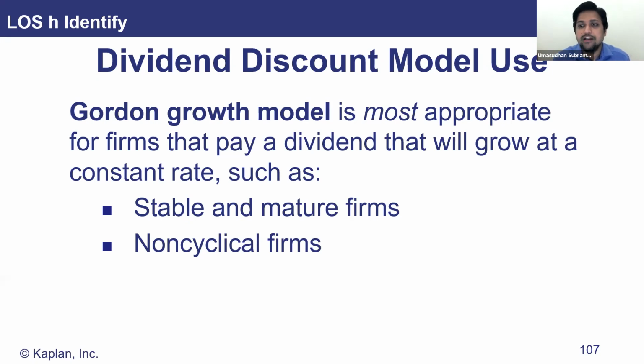Both are okay, but if you have volatile dividends, like 1 year is 10, the next year is 5, the next year is 2, and then going up to 15, then it doesn't make sense. You cannot use dividend discount model for such companies.